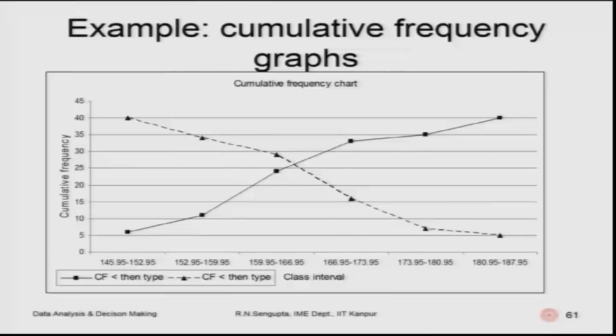So, if we draw these ogive curves for the less than type and the greater than type, the class intervals are drawn along the x axis. The first class interval is 145.95 to 152.95, as we have already discussed, and it continues to the last class interval, which is 180.95 to 187.95. So, obviously, the class differences are 7, and along the y axis we have the cumulative frequency values which I have already shown.